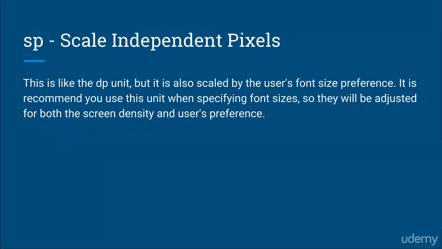SP, scale independent pixels. This is like the DP unit, but it is also scaled by the user's font size preference. It is recommended to use this unit when specifying font sizes, so they'll be adjusted for both the screen density and user preferences. So SP is just like DP, but exactly as it sounds. Whatever the user sets as their font size preference, whenever you're using the SP unit, it will scale this up or down depending on what that preference is, right? So it's just like DP. It's still density independent pixels, but now it actually scales up or down with the font size.